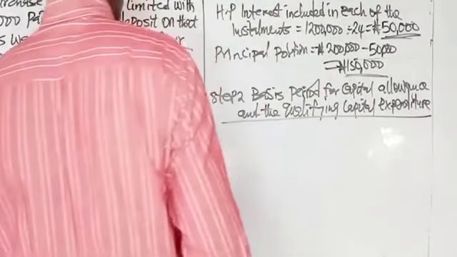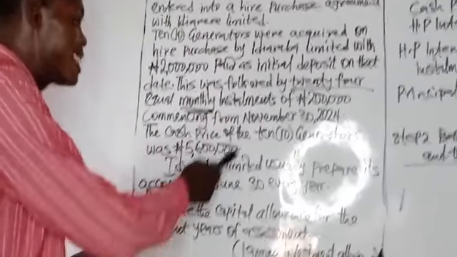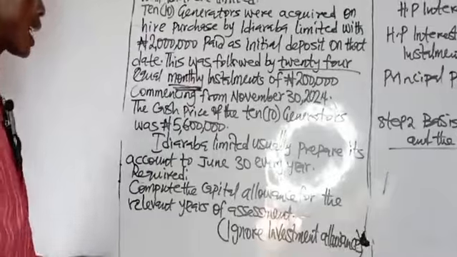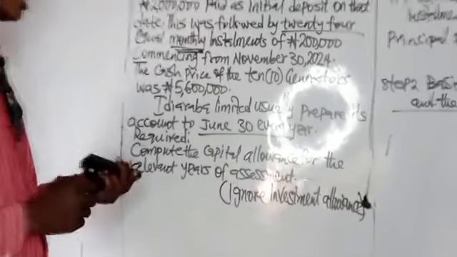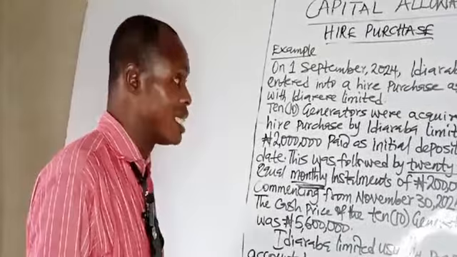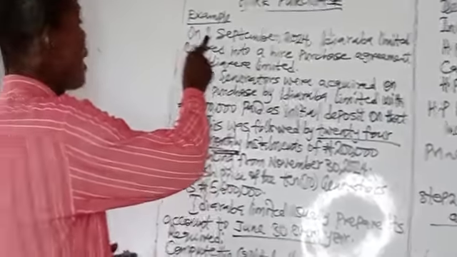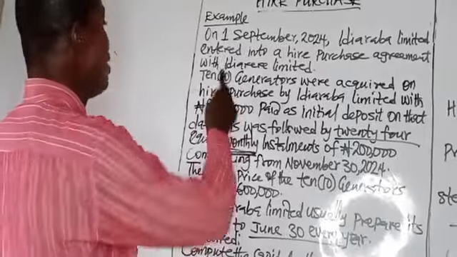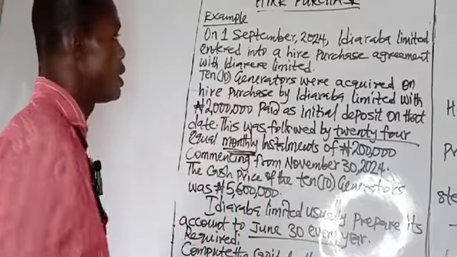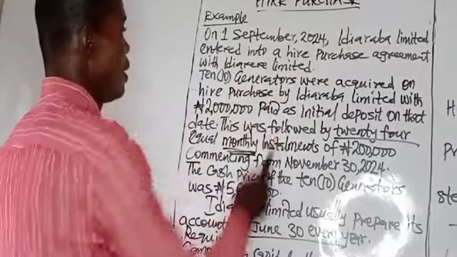So, back to the question. You were told that Idiaraba Limited usually prepares its account to June 30 every year. The accounting year end of Idiaraba Limited is 30th of June. This is not a new business, so it's an existing business. For an existing business, you make use of the preceding year basis. Remember, you were told on 1st of September 2024, Idiaraba Limited entered into a hire purchase agreement.